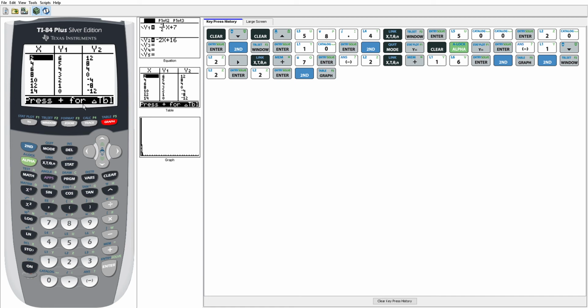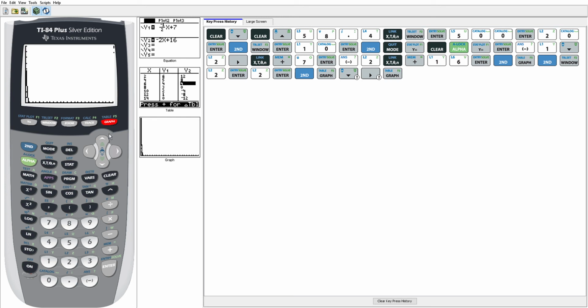Now it matches. And in fact, if you go down to x is 6, y1 is 4, and y2 is 4. That verifies our point of intersection of 6, 4. Let's look at our graph and see if we can see the point of intersection that way.